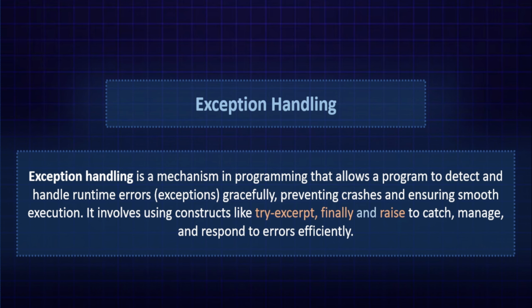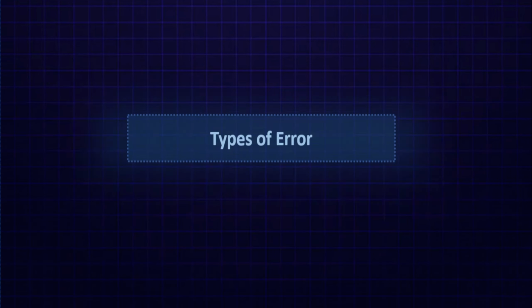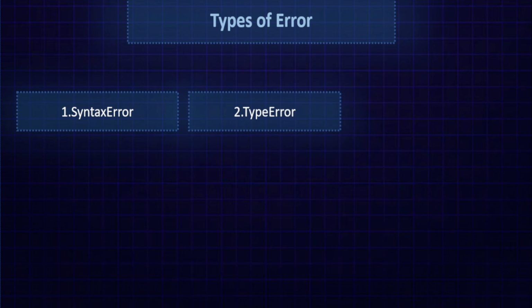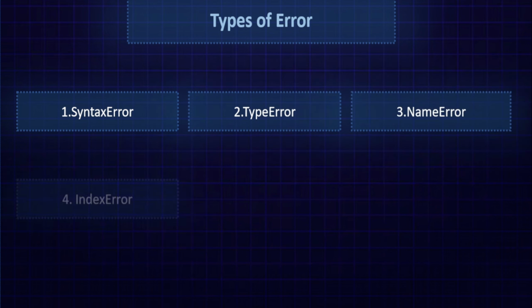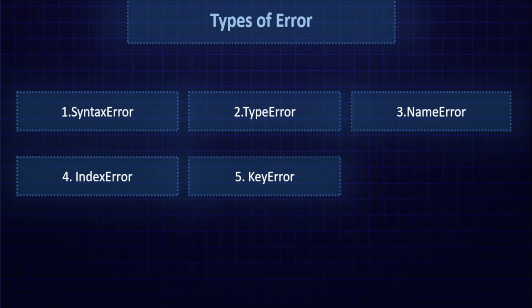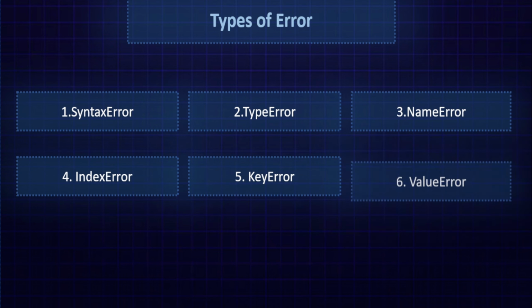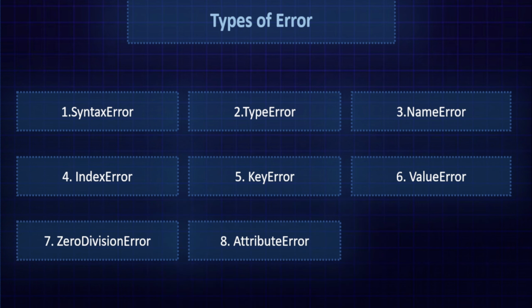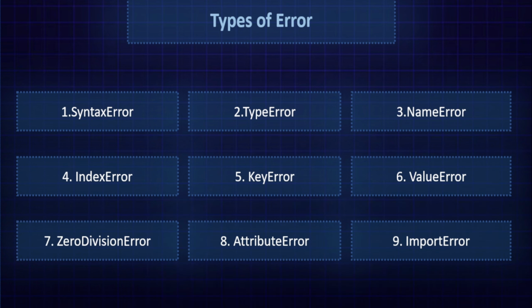Okay, the types of error. How many types of error are available? Number one is syntax error, second is type error, third is name error, fourth is index error, fifth is key error, sixth is value error, seventh is zero division error, eighth is attribute error, and finally import error. I will show you everything in detail one by one.